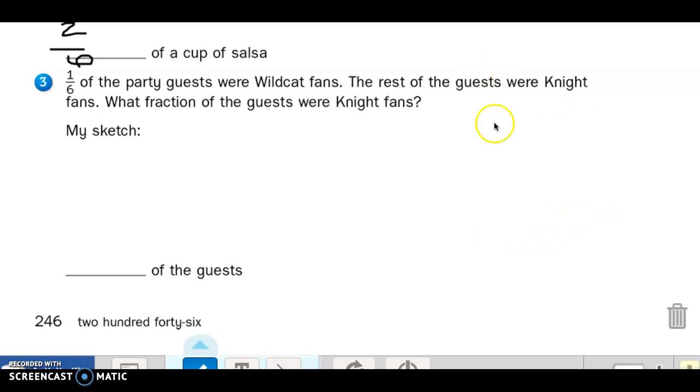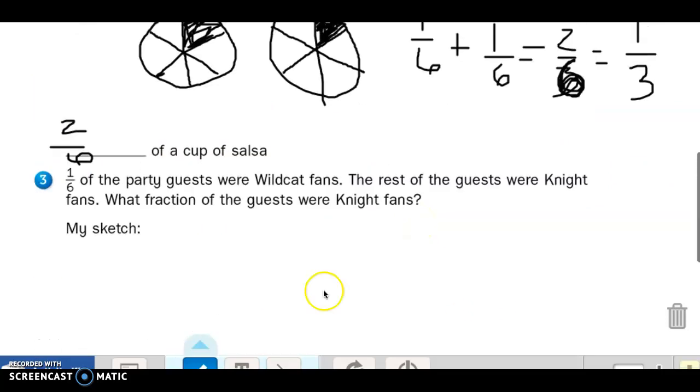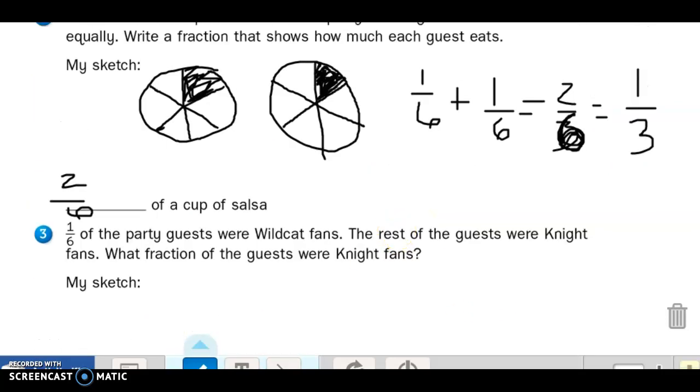So my sketch, you choose one of the options, but I want you to try this on your own and see what you come up with. So if 1/6 of them were Wildcat fans, the rest of the guests were Knight fans. Figure out how many were Knight fans. You must draw a sketch. You can choose any strategy and come up with your answer. When you are done with that, meet me on the next page.